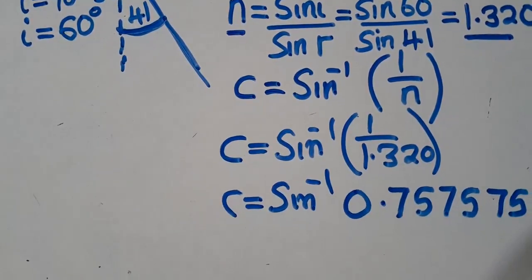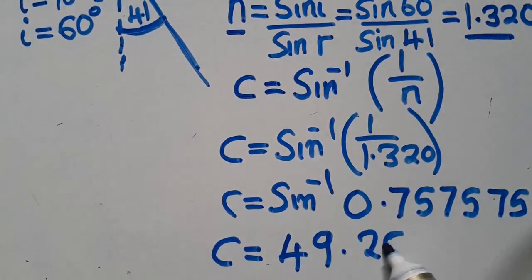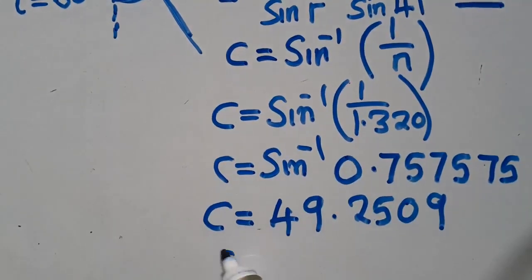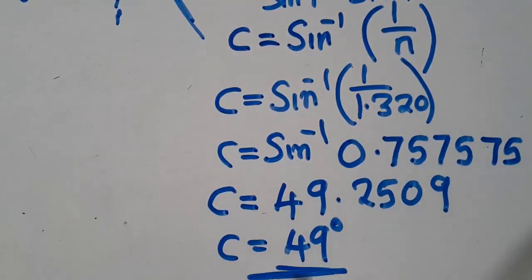Since you are able to see this answer on your calculator, critical angle is equal to, you press shift. After you press shift, you go where there is sine, and the inverse will pop up. Then you say equals. The answer you're going to get is 49.2509. So finally, the critical angle is 49 degrees. This is how you get to find that. These are the procedures you need to get and understand.